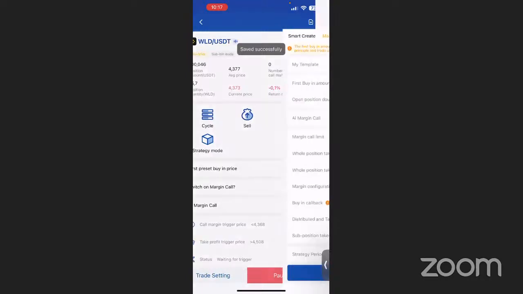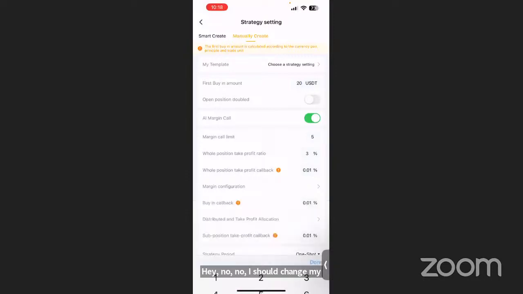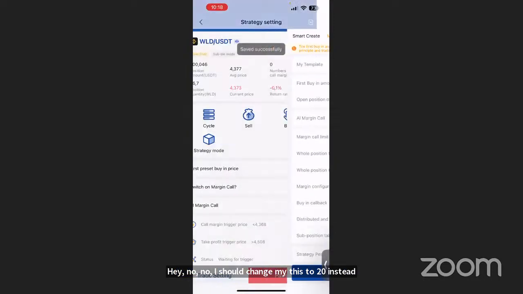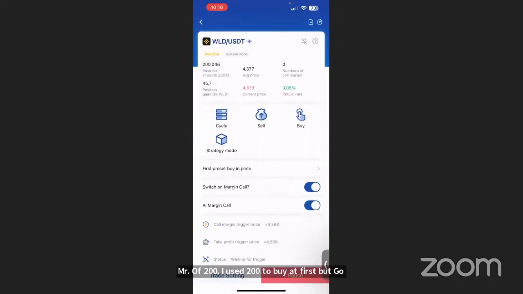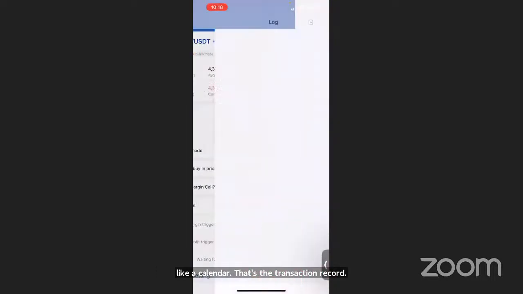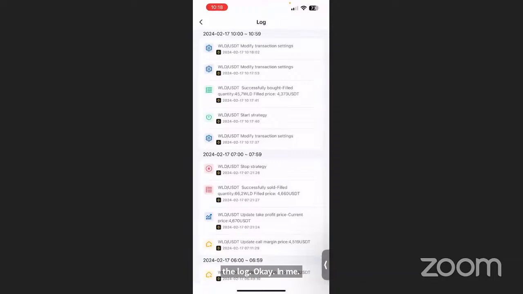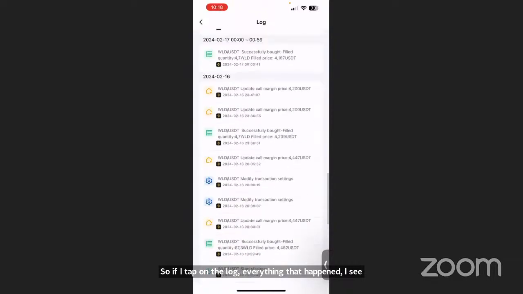Hey, no, no, no. I have to change this to 20 instead of 200. I used 200 to buy at first, but because I have five margin calls, I want it to be 20. Okay, so let's look at WLD. This is the bottom I was talking about. This one looks like a calendar. That's the transaction record. And this one that looks like a paper, that's the log. So if I tap on the log, everything that happened, I see it. Everything.